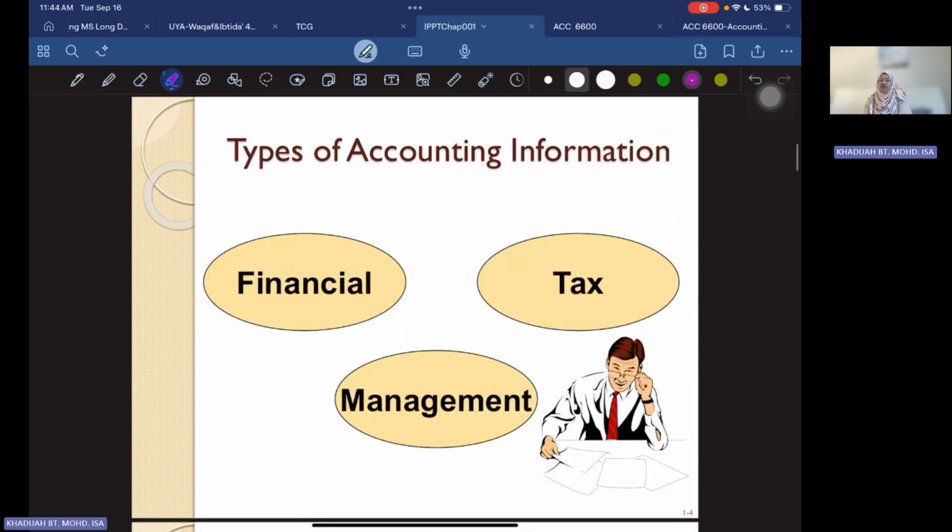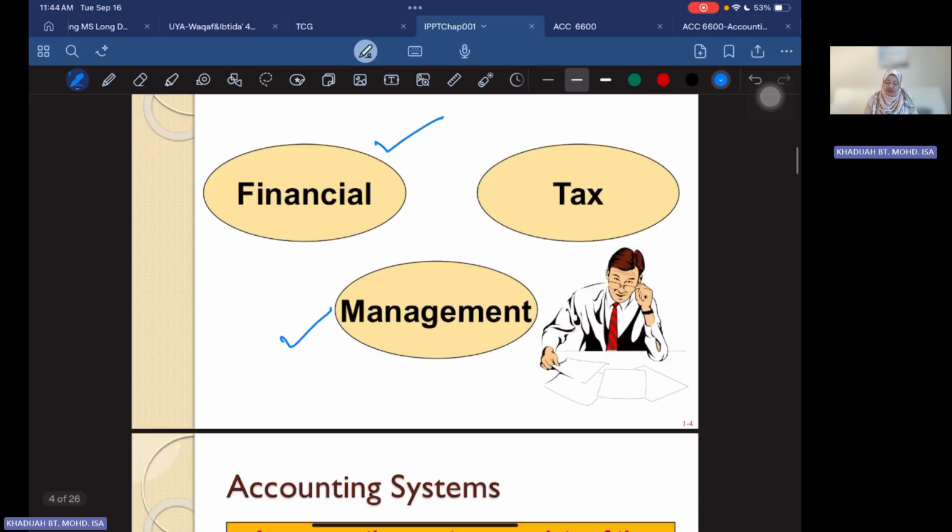So for the types of accounting information, we actually have 3 types. We have financial accounting, tax accounting, and management accounting. In this course, Accounting for Decision Making, we're going to focus on financial accounting and management accounting. For tax accounting, you will have to come to another class. Maybe you can come to my undergraduate class, where I will cover the tax portion. But in this class, we only cover the financial and management accounting information.